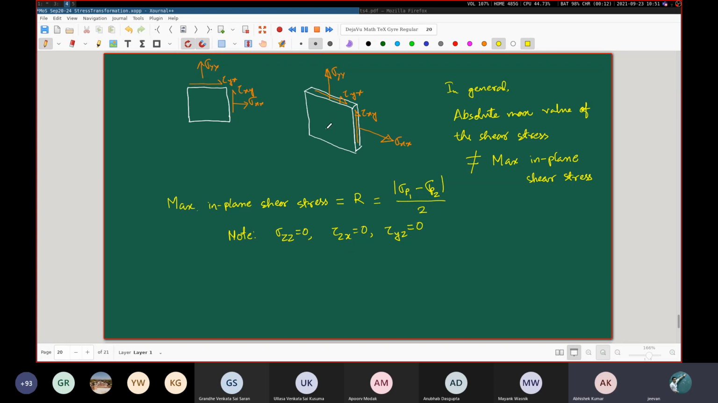Now you see on this particular plane, perpendicular to the z-axis, you do have tau zx equal to 0 and tau yz equal to 0. So they are telling you that the shear stress components are 0. Because the shear stress components are 0, the value of the normal stress itself is the principal stress. So sigma zz is actually sigma P3. It just so happens that sigma P3 is equal to 0. This is the reason.